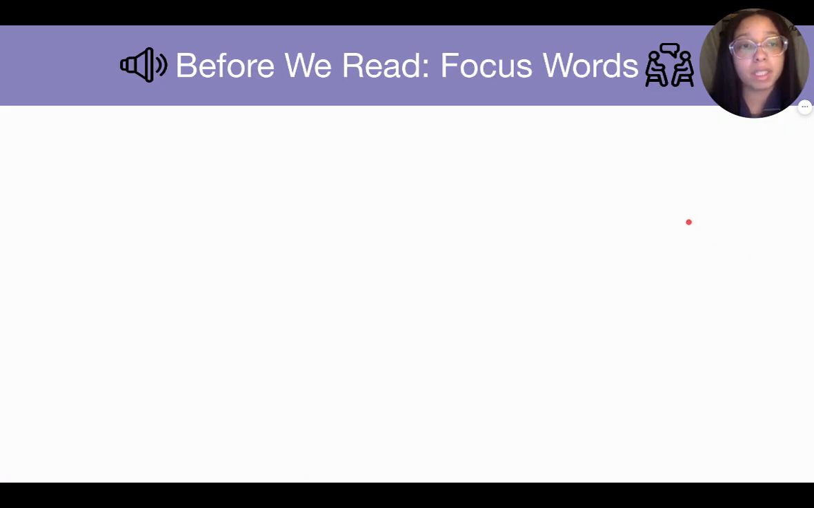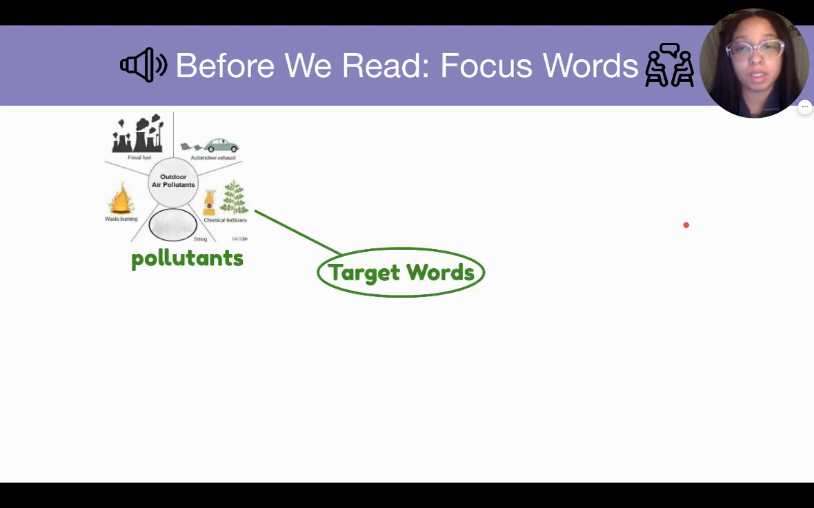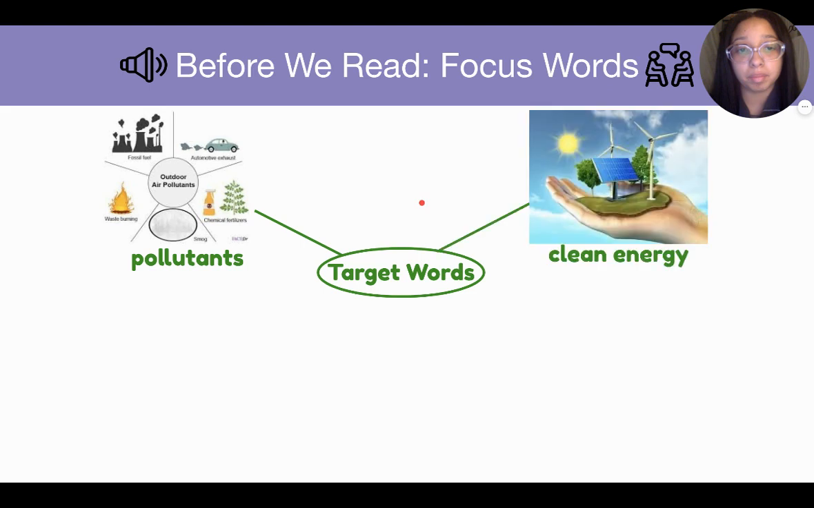Before we read, we want to think about some of these focus words that you've been learning about all week. Here's one of the target words, pollutants. This is anything that is in the air that can cause the air to be unsafe to breathe, such as fossil fuels, exhaust from a car, burning from campfires, smog, and chemicals. Clean energy. This is the energy that we've learned that we can use instead of using fossil fuels to help keep air clean.